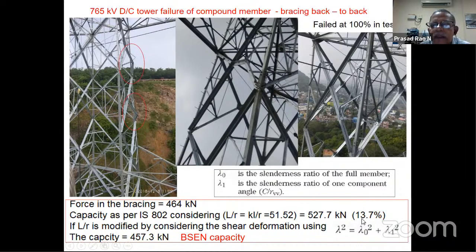If you work out the capacity of the same member based on the BS code with the modified L/R ratio, the capacity comes to only 457, which is lesser than the force in the member. Because of this shear deformation, which is not accounted for in our code, this has been recommended to the code and is being introduced in the draft now. Because of the shear deformation, this main member has failed.